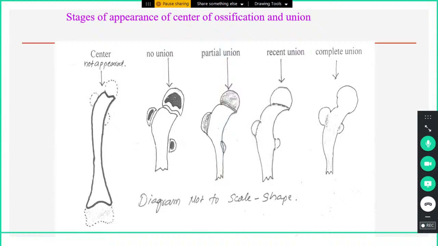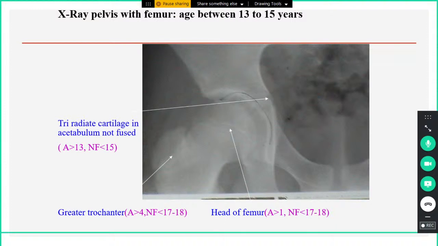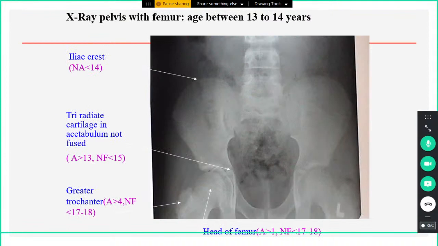I'll show you the same on the X-rays. Look at the pointer pointing towards the head of femur, the down part. Is the line of union appreciable? Just look at the head of femur. Is it appreciable now? Here the head of femur is not united, but the center has appeared.